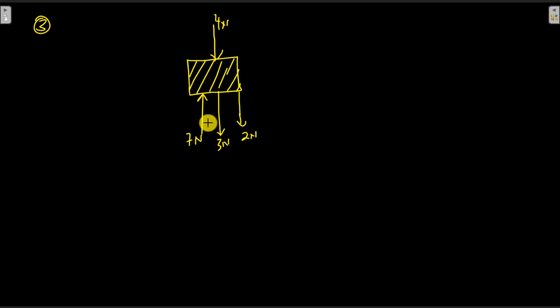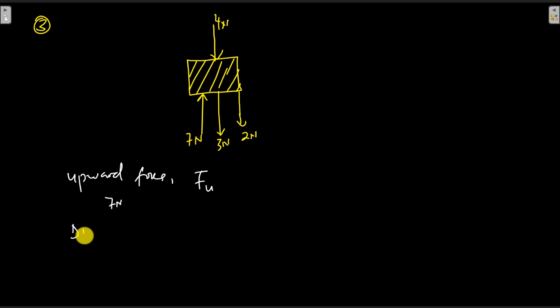Still, we have forces acting upwards and forces acting downwards. So let's look at the upward forces. I'll call that FU. Those are upward forces. Okay, so we have only one force of 7 newtons.